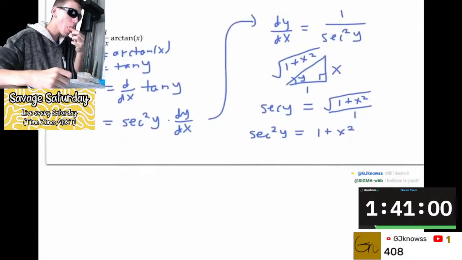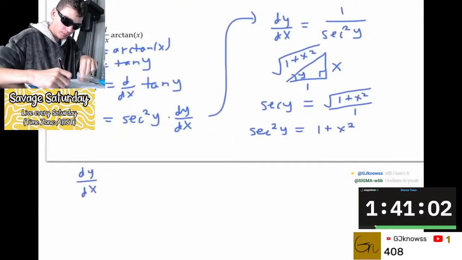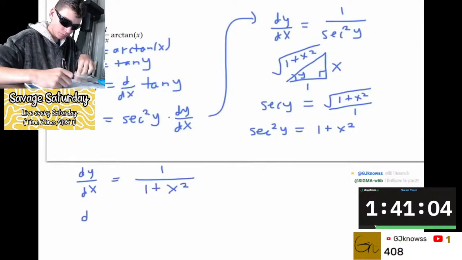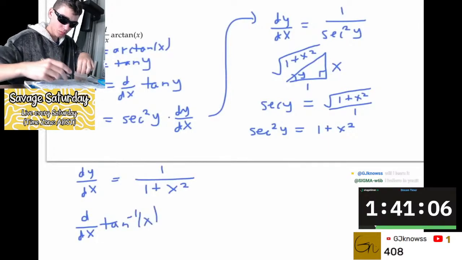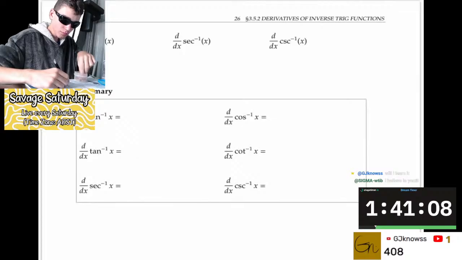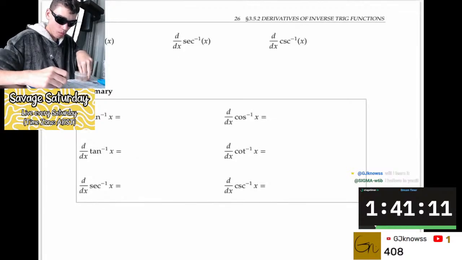Now I can substitute into my formula for dy dx, and I get dy dx is 1 over 1 plus x squared, which gives me a nice formula for the derivative of inverse tangent. The other inverse trig functions, cotangent inverse, secant inverse, and cosecant inverse, have derivatives that can be computed similarly. The following table summarizes these results.